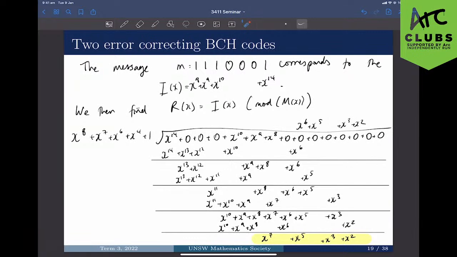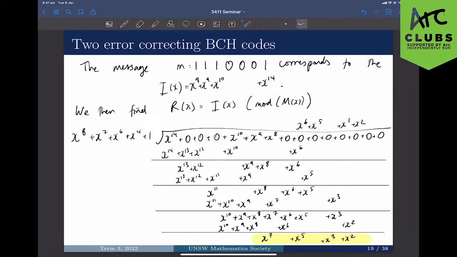So we know that the message corresponds to the information polynomial. Like I've said several times, the coefficients of the information polynomial correspond to the bits in the message. So we have a 1 here, so the coefficient of x to the power of 8 is going to be 1. And since we have zeros here, the coefficients of x to the power of 11, 12, and so on are equal to 0. So we end up with an information polynomial that looks like this, which corresponds to our message.